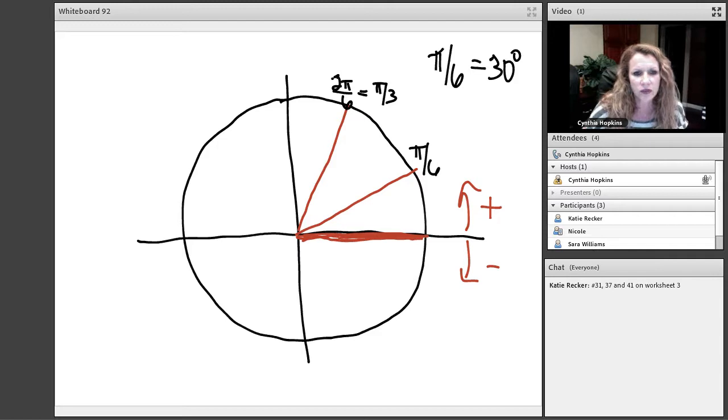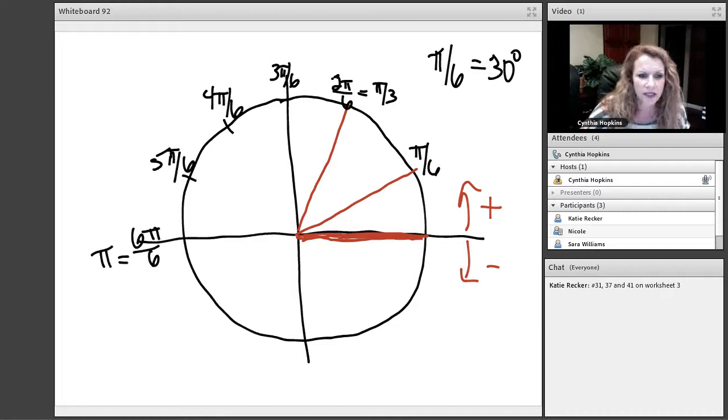Okay, then this would be 3 pi over 6. I'm not going to draw the entire line, I'm just going to make tick marks. So this would be 4 pi over 6, which of course simplifies. This would be 5 pi over 6. And then finally, when I get around here, I'm at 6 pi over 6, which of course simplifies to pi. And that was one of the things I said you need to have memorized, is that pi radians is 180 degrees.